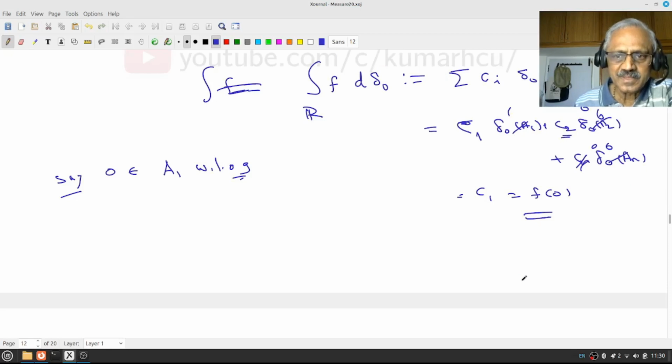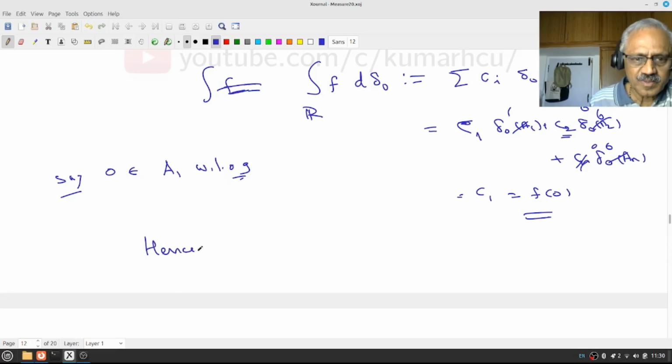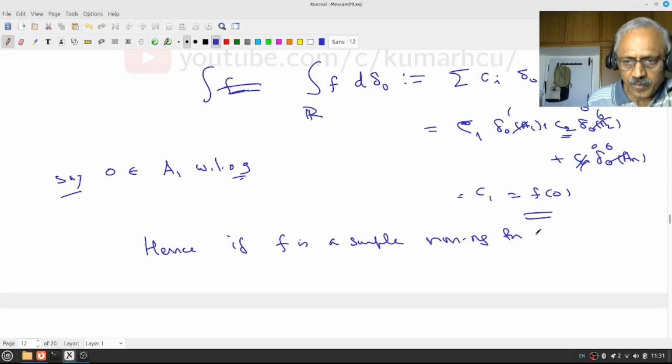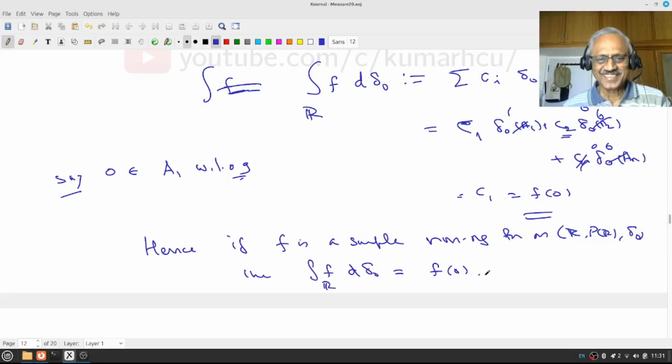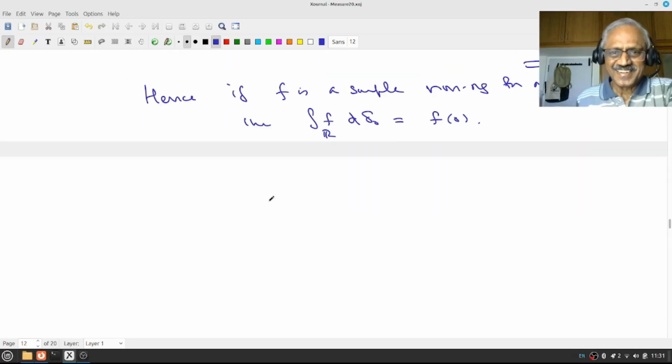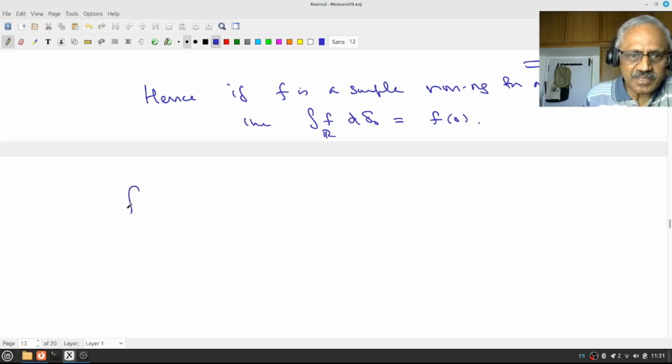Do you understand that? Hence, if f is a simple non-negative function on R, P of R, Dirac measure, then the integral of f over R, d delta naught, is nothing other than f of 0. Okay? Life is so simple, right? I have to compute the integral with respect to this measure. I only have to look at the value of f at 0. But this is only for simple functions.